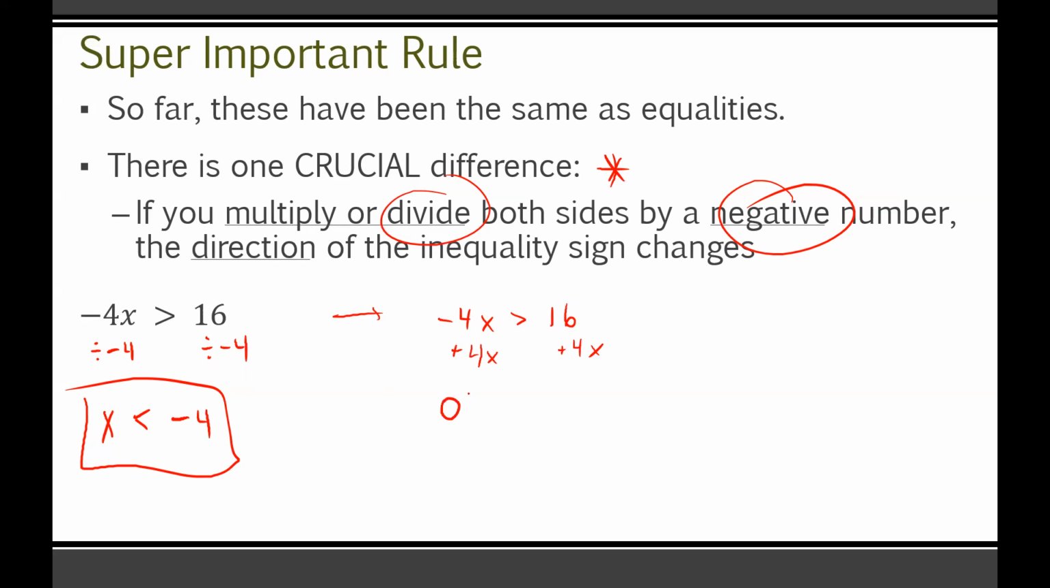That would give you 0, because there's nothing left over here. Negative 4x plus 4x totally cancels each other out. You're just left with nothing. 0 is greater than 16 plus 4x.